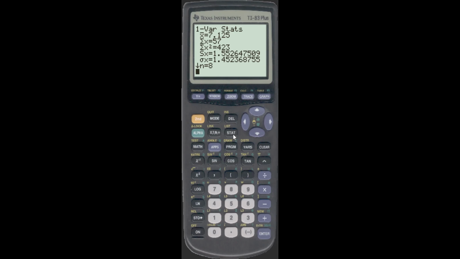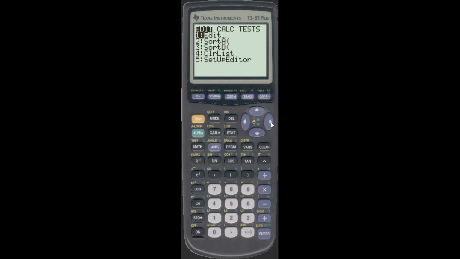Your x bar was 7.125. Your n was 8. And your confidence level this time is 95, so 0.95 like that. And then you'll calculate. The issue here is you get the lower bound, but not the upper. That's because this is really a T distribution.